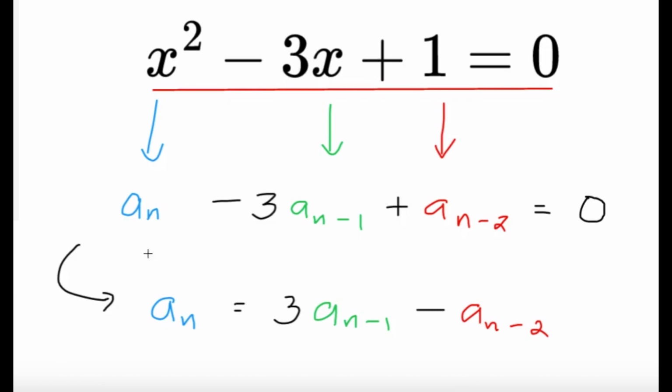So if I do that, I'll have the recurrence relation to be this. I'll just get it in terms of a sub n. So a sub n equals 3 a sub n minus 1 minus a sub n minus 2. Now, what do we do with this actually?